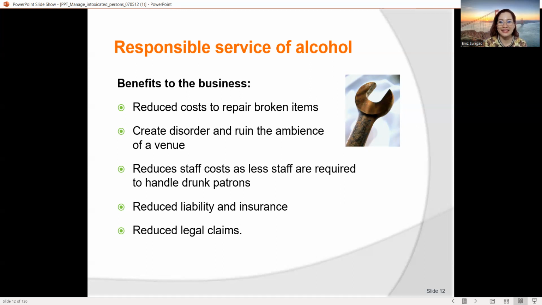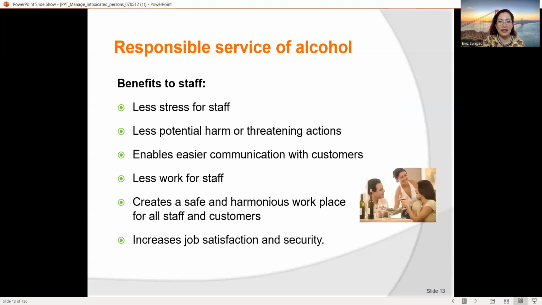Reduce legal claims. Okay, if something happens inside your bar, your bar will be liable for the claims of those personnel or staff that have injury. So you need to consider that. Less stress per staff, less potential harm or threatening actions. Enable easier communication with customers. So if they are still in their right mind, you are able to converse with them.